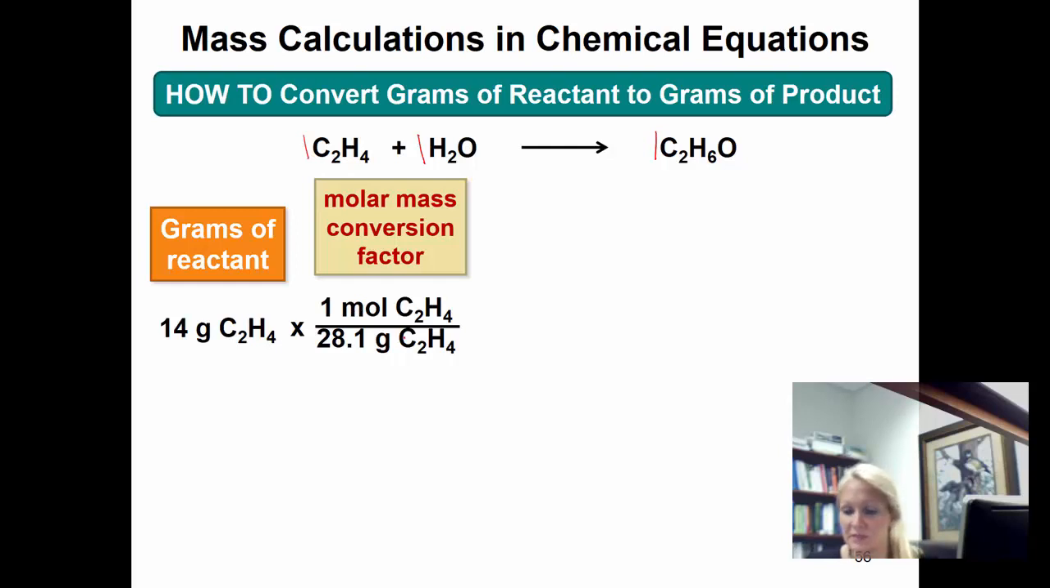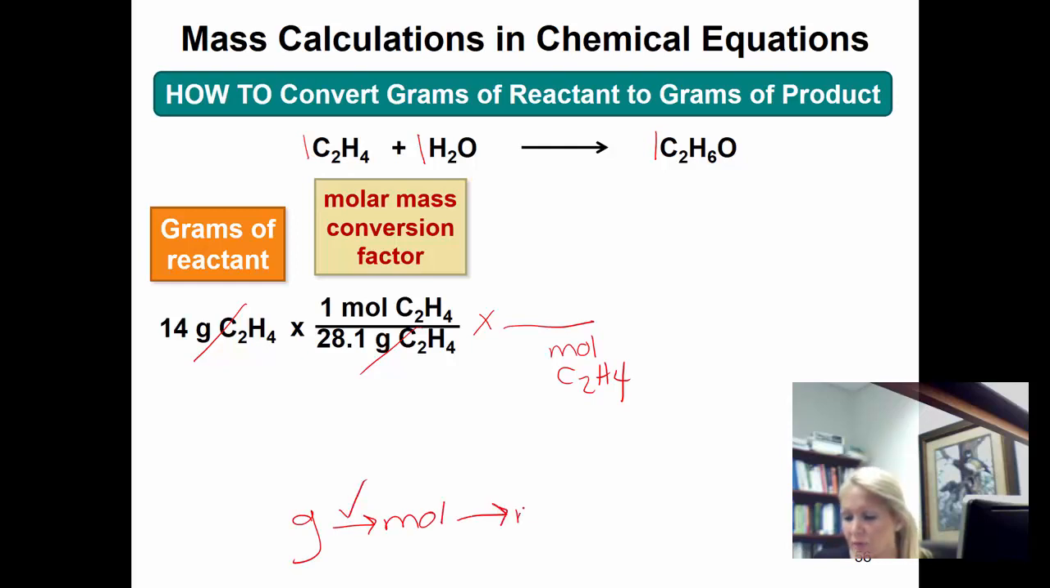Okay, so there's our first step. These cancel. I'll show that in a minute. So then our next step, we go to grams to moles, so we just did that there.